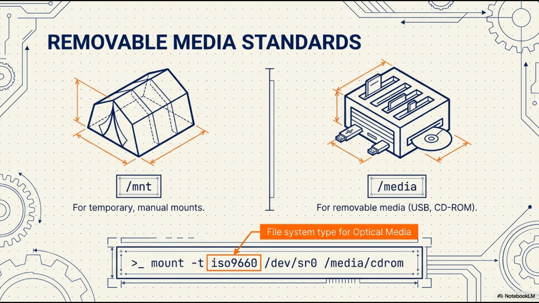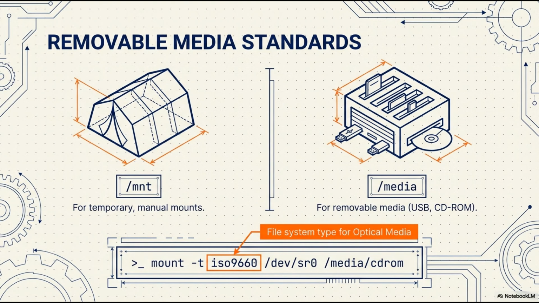Right, the tent represents /mnt. A tent is temporary. You pitch it, you use it, you take it down. So /mnt is for the administrator. If you need to manually mount a drive for a quick fix or to copy some files, you do it in /mnt. And the toaster. The toaster represents appliances, things that just pop in and out. Right. USB sticks, CD-ROMs, DVDs. The standard says these belong in /media.